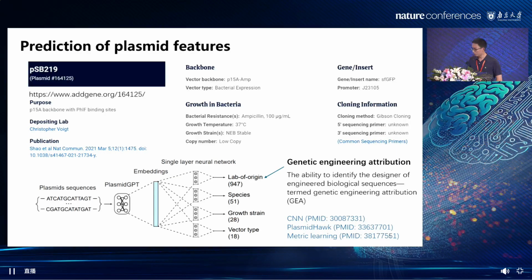And the prediction is done on the bottom. We put the plasmid sequences into the language model, and we produce the plasmid embeddings, and we use those embeddings to predict where the plasmid comes from, what species it comes from, and also the growth strain for those plasmids. The first task is also called genetic engineering attribution, whether you can find the origin of one engineered plasmid sequence. That has some applications in biosecurity or biomonitoring efforts. There are also already some works in that direction, so I list them on the bottom.